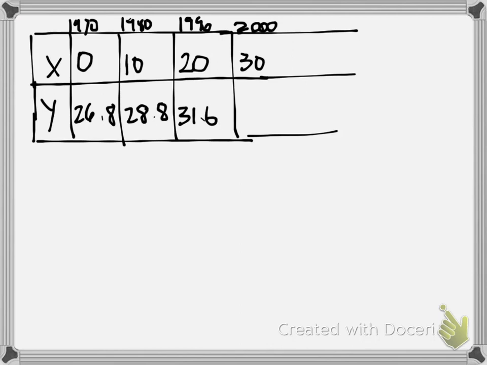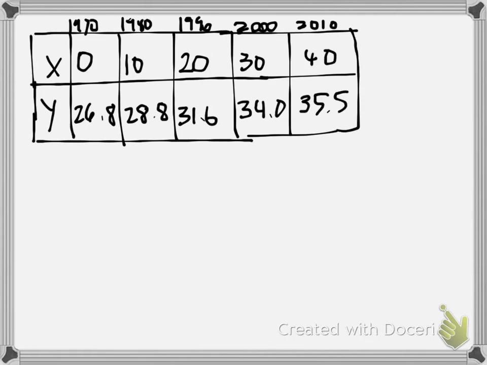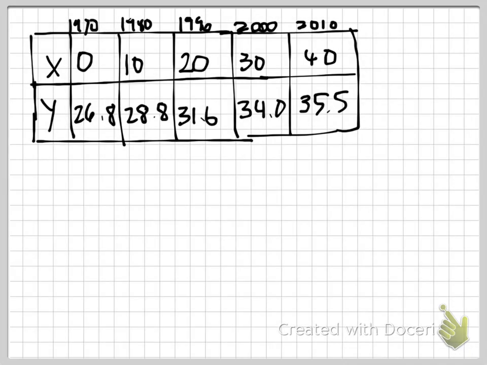We had the 34.0. And then in 2010, which was 40 years later, the median was 35.5. So if we took that information and plotted it, all we're going to focus on is quadrant one, because these are all positive information.